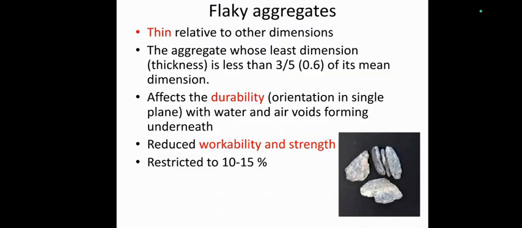And next one is flaky aggregate. Flaky aggregate means any one dimension is less than 3 by 7 times of its mean dimension. If out of 100 percent aggregate, more than 15 percent is flaky aggregate, then it is not recommended. The aggregate lot should be rejected. Why? Because it will easily break and strength will be reduced.